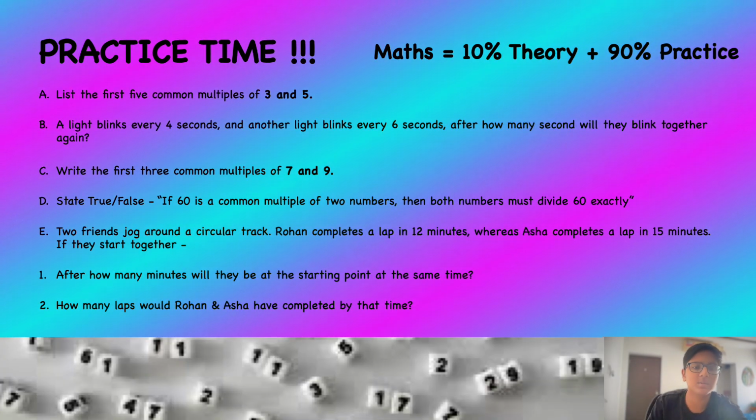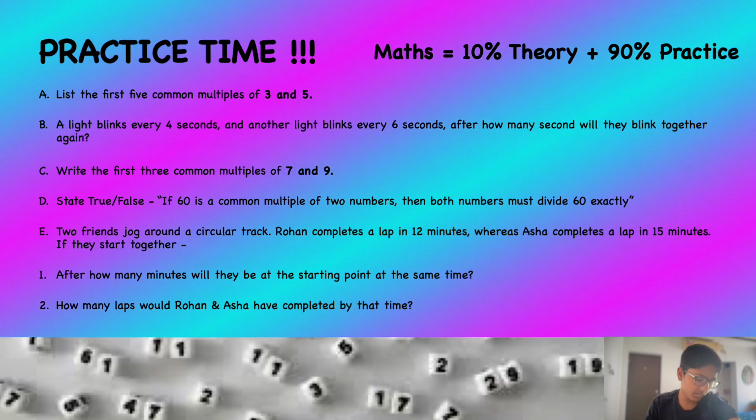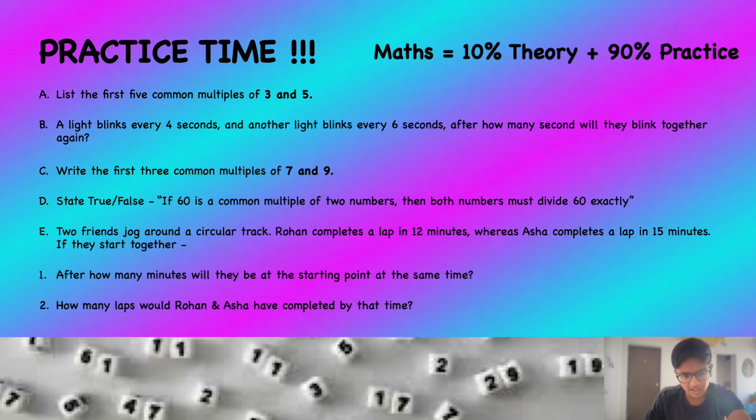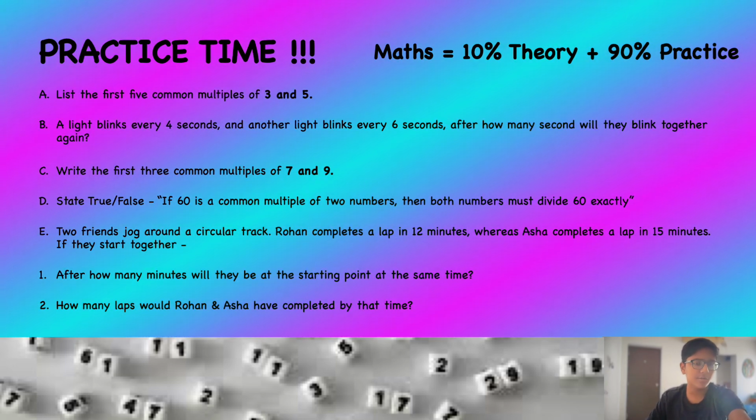And how many laps would Rohan and Asha have completed by that time? 60 comes as the fifth number in 12. So Rohan would have completed 5 laps and Asha would have completed 4 laps.